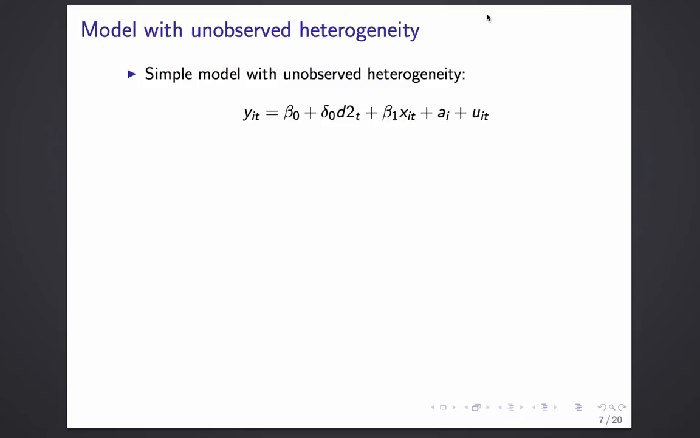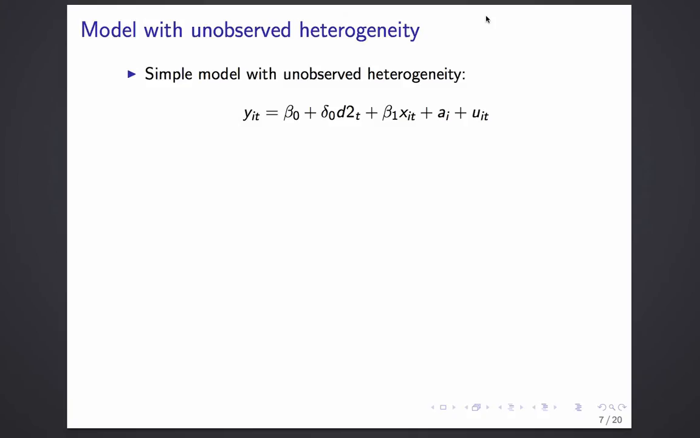Okay, let's have a look at a simple panel data model that includes unobserved heterogeneity. In this case, we're interested in a simple regression model where the dependent variable y is a function of just one explanatory variable x. The first thing to note here is that we have two subscripts on the dependent variable. So we have y_it, where i indexes individuals and t denotes time. So y varies across both individuals but also time.